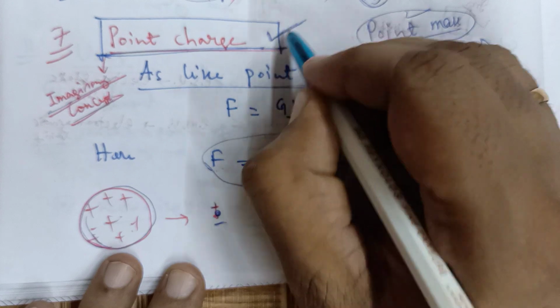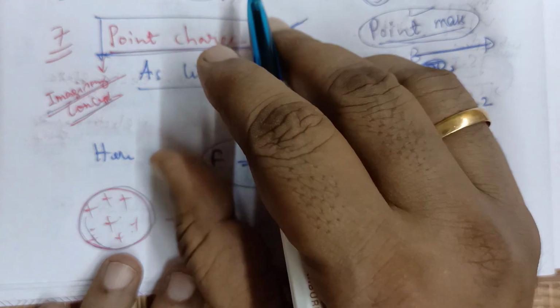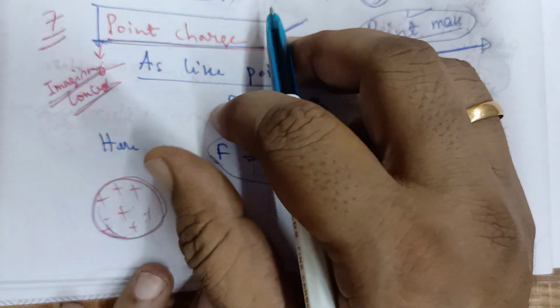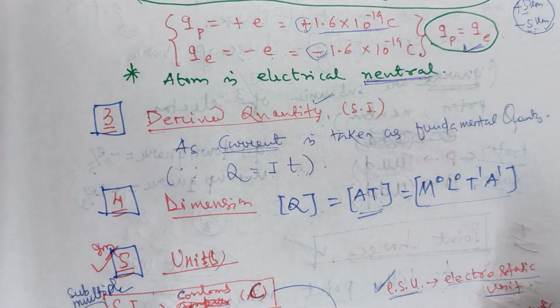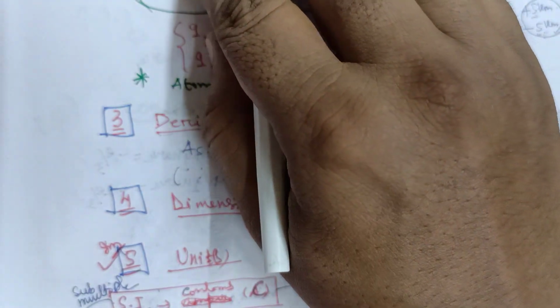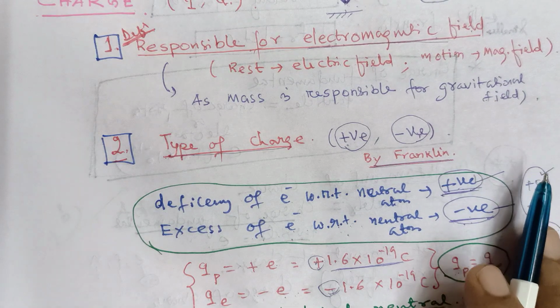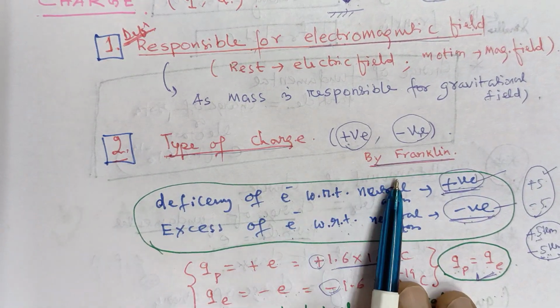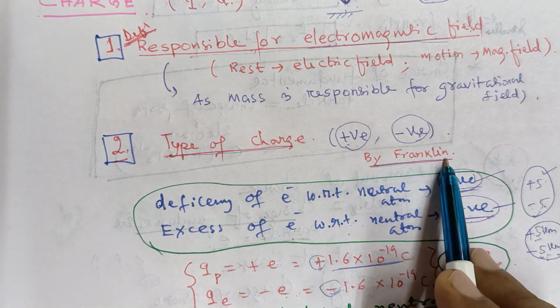In electrostatics, you always discuss the point charge. This is the basic fundamental of charge that we have discussed. What is the definition of charge? Charge is a physical quantity which is responsible for an electromagnetic field. There are two types of charge, positive and negative, which was formulated by Franklin.